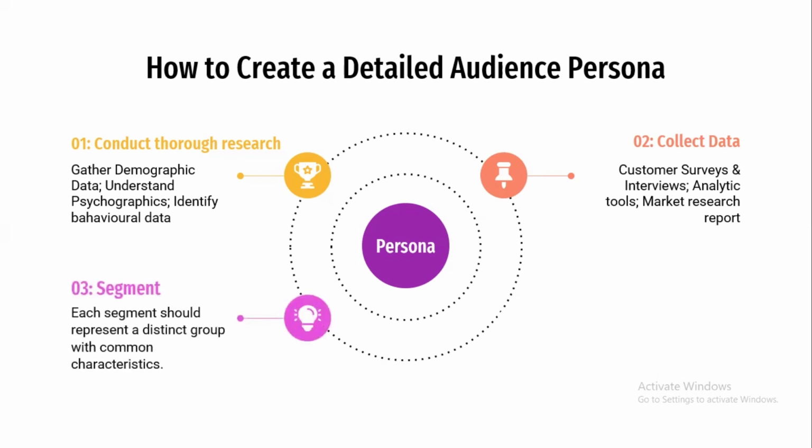Then the third step is for us to now segment our audience. That is, we will now have to divide our audience into different segments based on the data we have collected. Each segment should represent a distinct group with common characteristics. When we group this audience, we can easily then begin to find messages or content that will satisfy their needs.